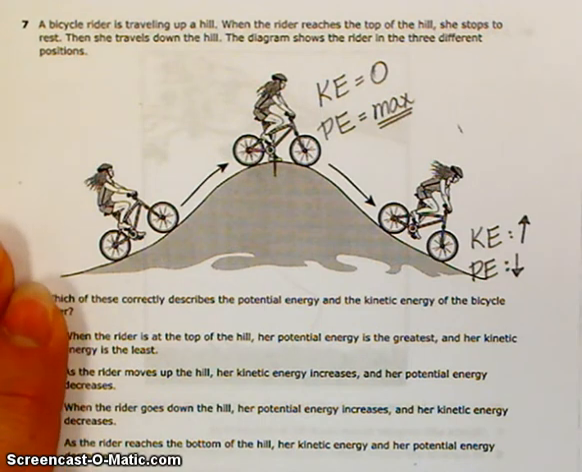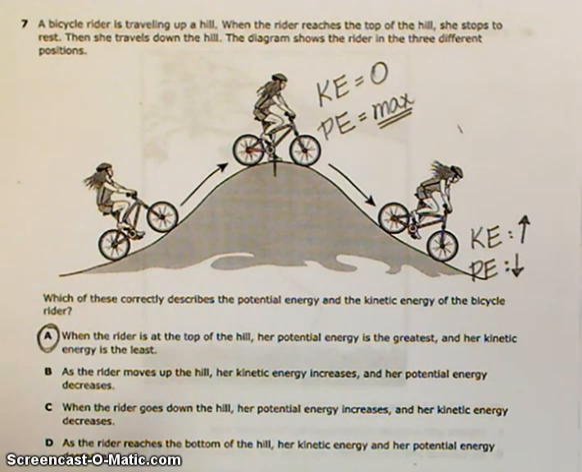All right, so which of these correctly describes the potential energy and the kinetic energy of the bicycle rider? Well, when the rider's at the top of the hill, her potential energy is greatest and her kinetic energy is the least.